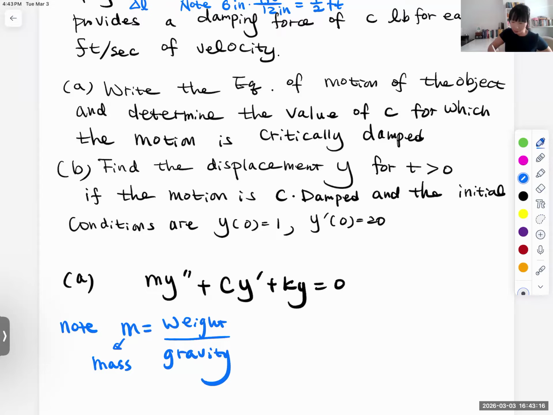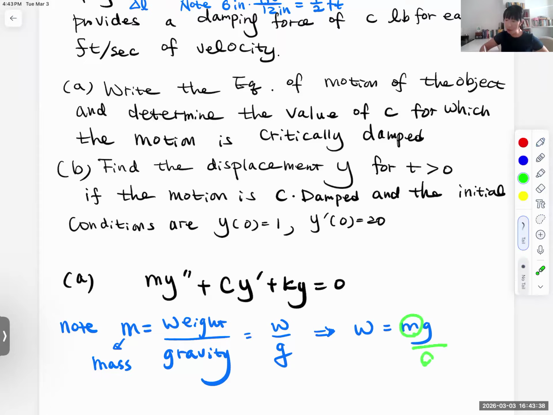So there will be W over g. Where did this come from? It comes from the formula weight equals mg. That's why we want to solve for m: divide by g on both sides, so m equals weight over gravity. Make sense?